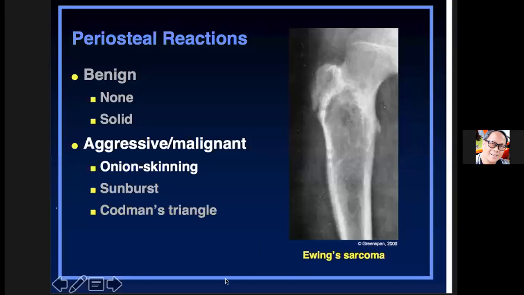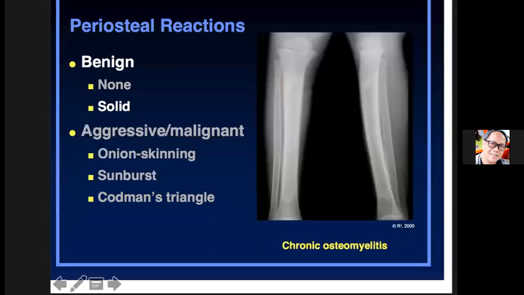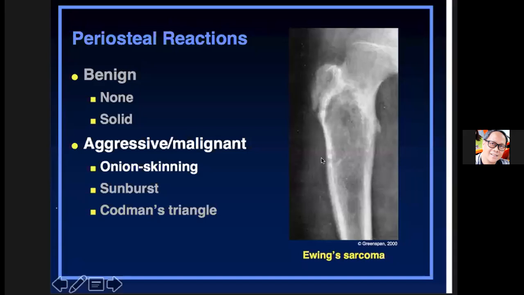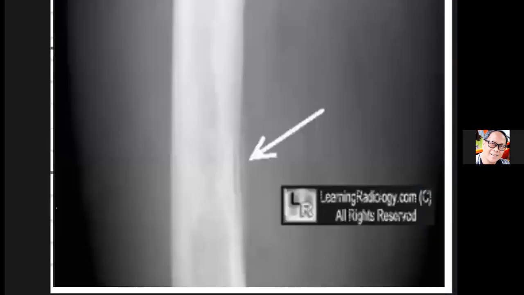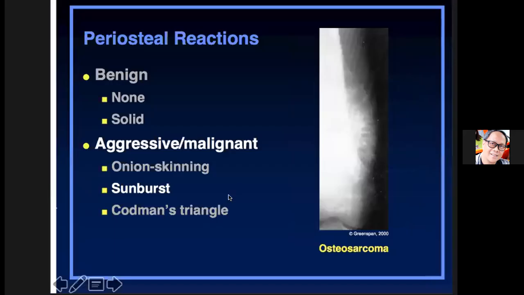Okay, so you may appreciate onion skinning in one projection. Again, that depends on where the onion skinning is happening. For example, if you see it in this view only, on the AP view, then probably the onion skinning is happening on the lateral aspect, and you may not see that on a lateral view of the same specimen of this femur.